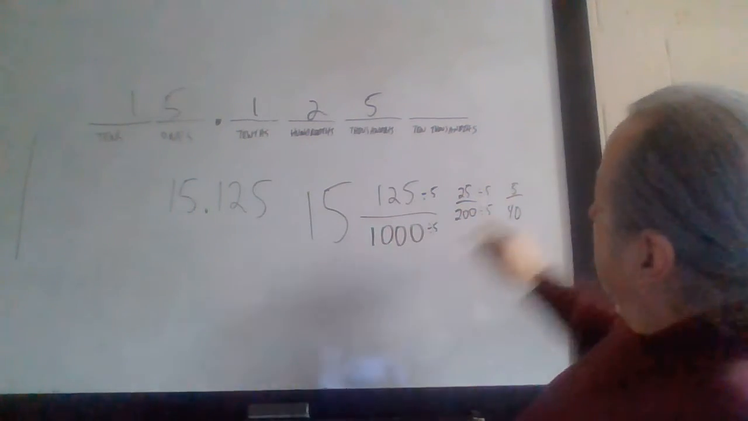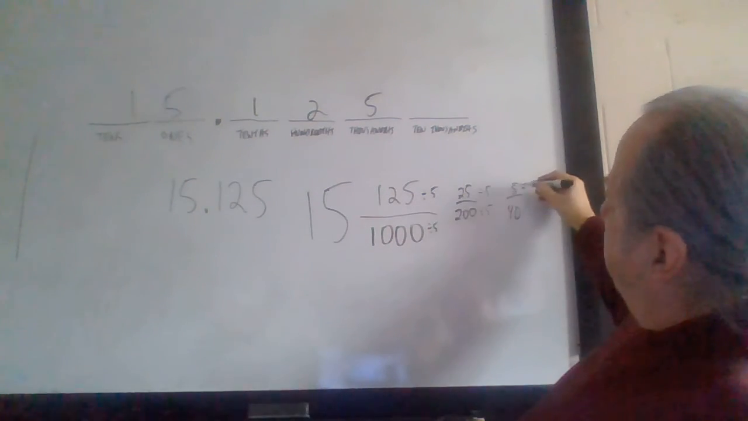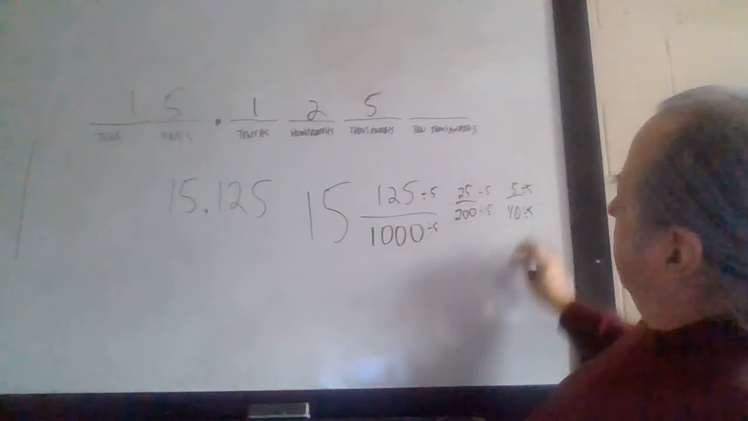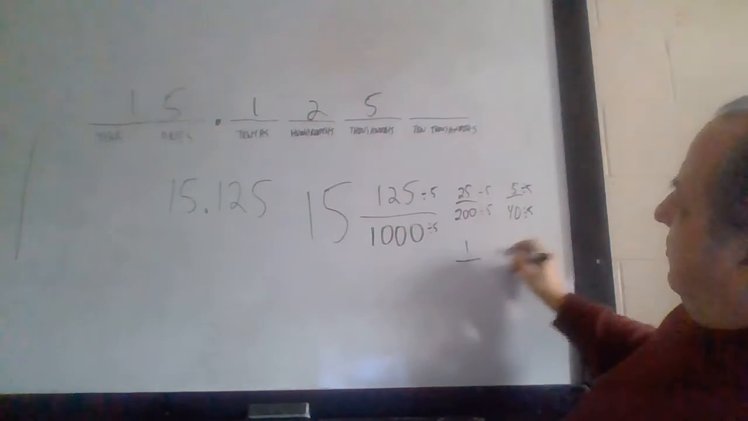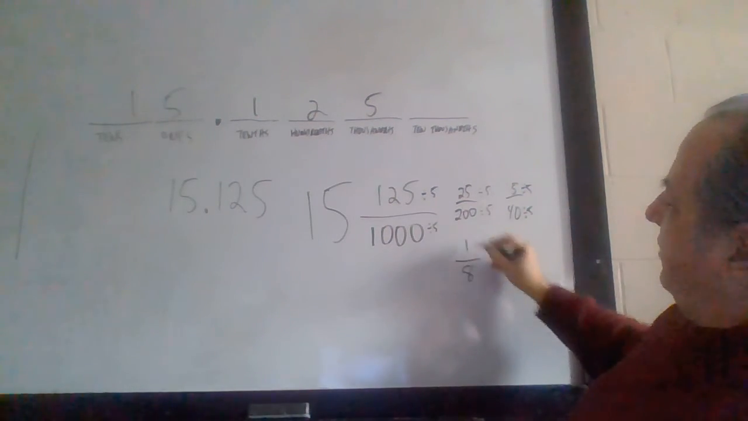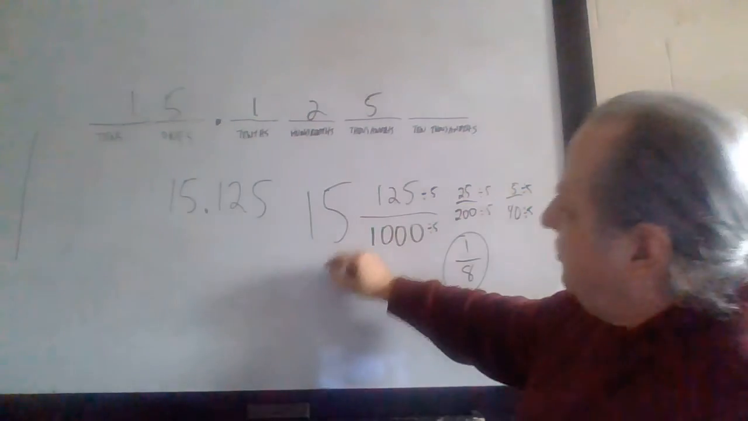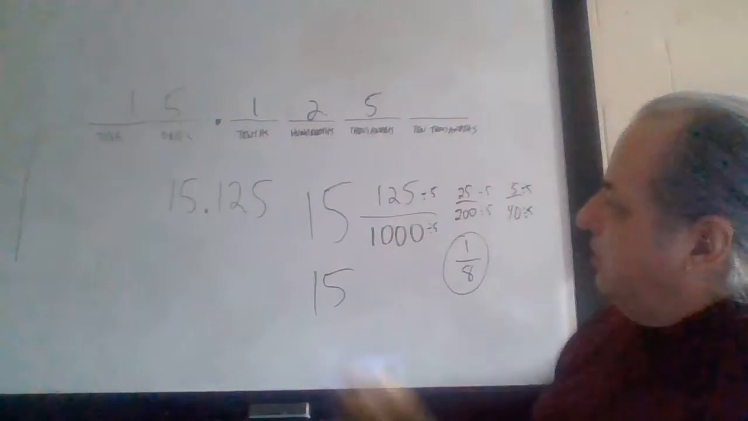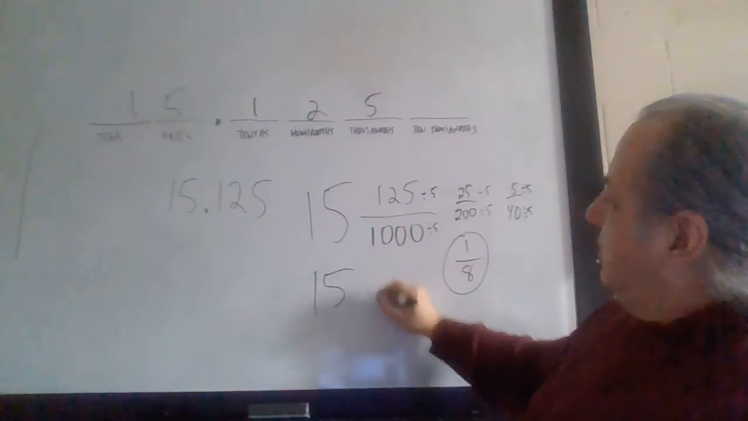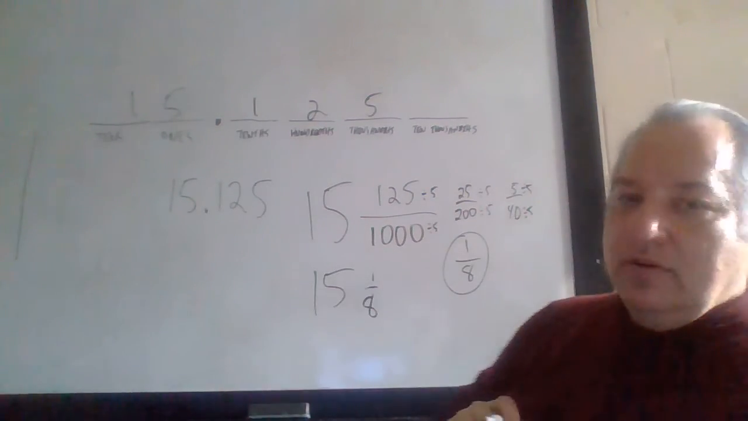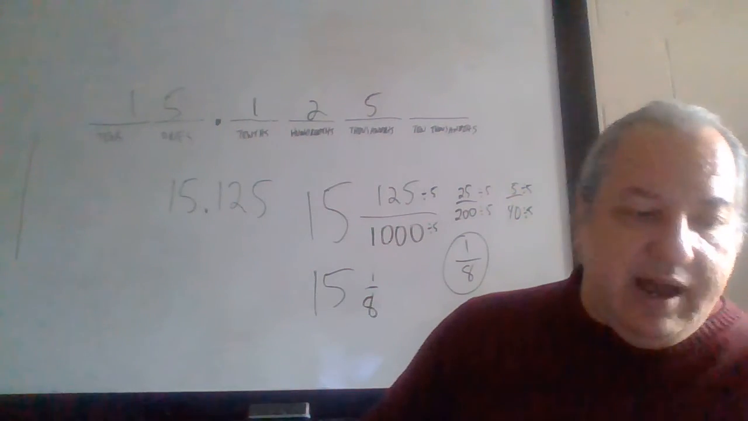Nope. Because it ends in a 5 or a 0, so I can divide by 5 one more time. 5 divided by 5 is 1. 40 divided by 5 is 8. So it could go all the way down to 1/8. So my final answer is 15. That's the whole number. And 1/8. Okay, so you did have to do a little bit more work for that one.